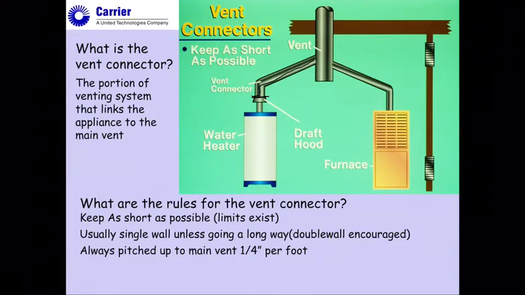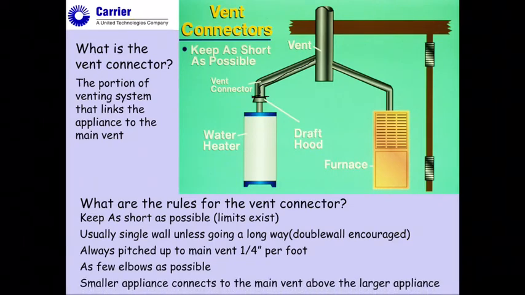Another thing is you want to pitch it. You always want to pitch it upward at least a quarter inch per foot. If you can do more, that's that much better for the most part, so just keep an eye on that. Try to use as few elbows as possible. The tables in the code book generally allow up to about 2 elbows, but beyond that you're going to have to start reducing the limits of the table. So there are some reductions that you have to make.